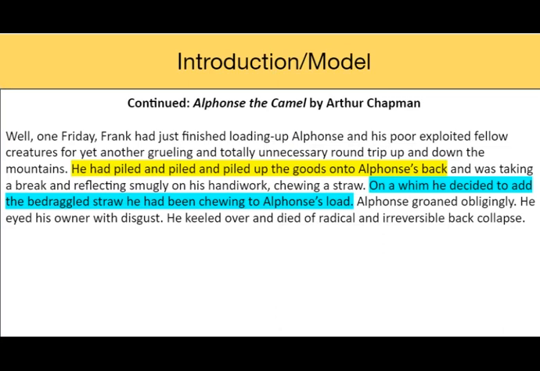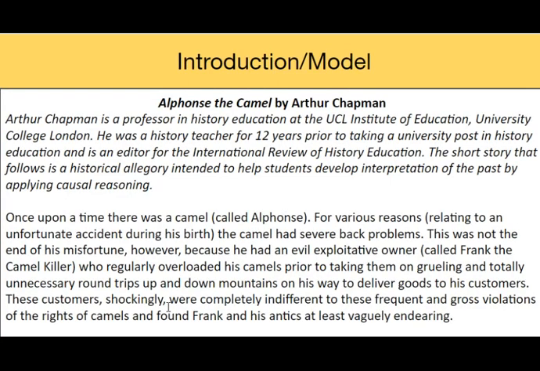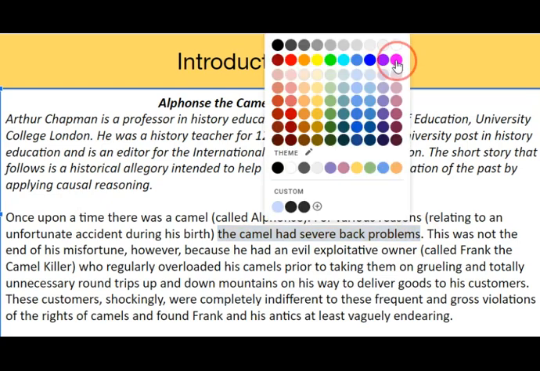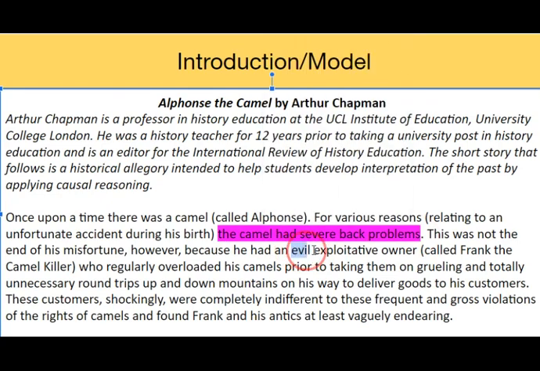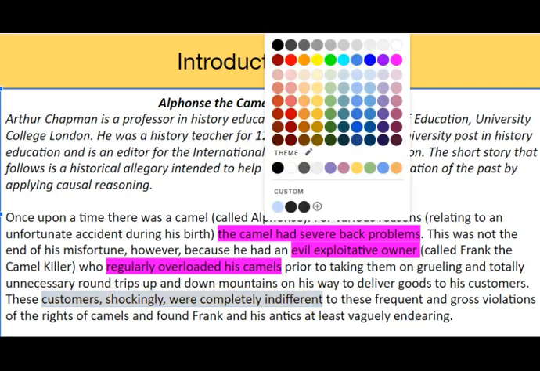Now, long-term, take a minute to think. Let's go back to the beginning. Long-term, the camel had severe back problems, right? And he had an evil, exploitative owner. His owner took advantage of him. Regularly overloaded his camels. Notice there are a lot of long-term causes, and one kind of leads to the other, okay? And to deliver goods, and his customers were completely indifferent. They didn't care that the camels were being abused.